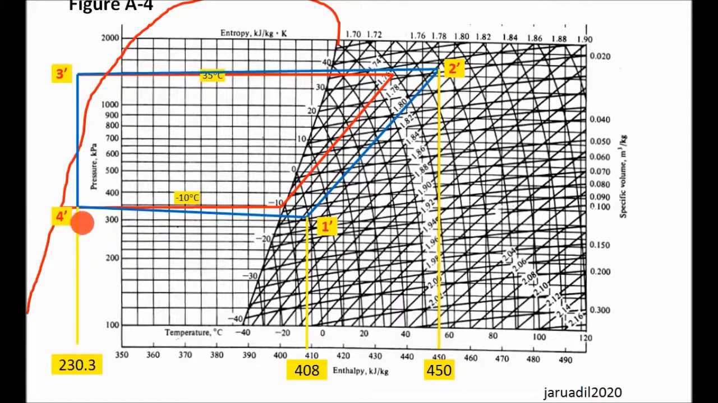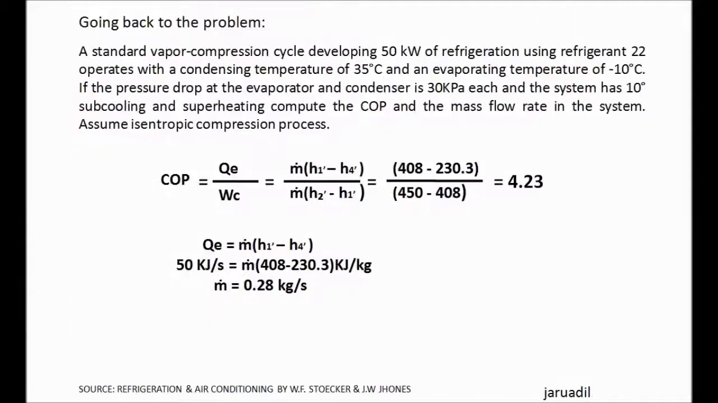Kaya ang QE is 4 prime and 1 prime. It's the difference of this 408 minus 230.3. And also the work of compression, hindi ka dito kukuha sa ideal kundi dito ka sa actual. It's 2 prime minus it's 1 prime. 450 minus 408. So ito, di ba? So ganun ang pag-analyze at pag-solve ng actual.